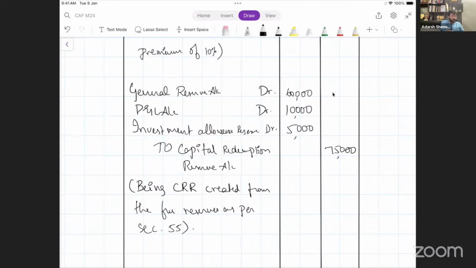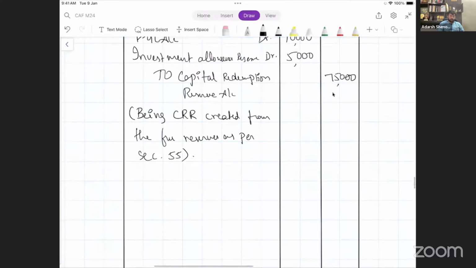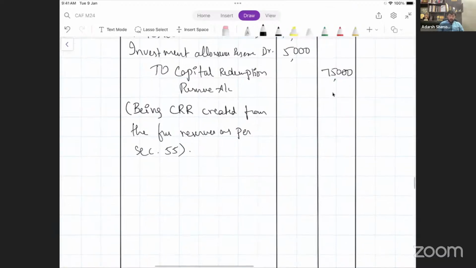They had told us in the question to create the CRR to the extent possible and do a fresh issue for the remaining. So I have created CRR to the extent possible. We had 75,000 of free reserves available for CRR, so we have created CRR to the extent of 75,000. And the remaining 25,000, we're going to issue the shares.